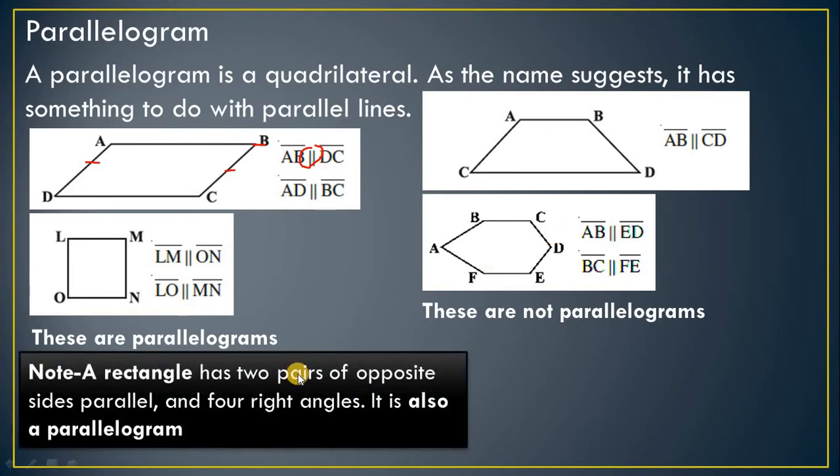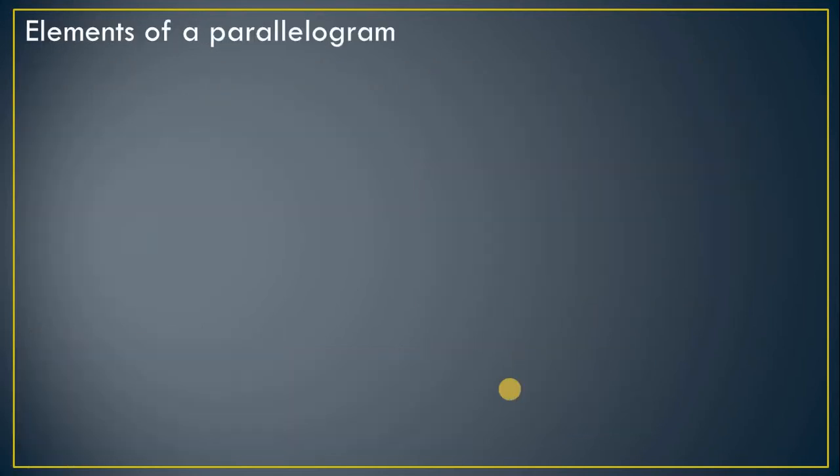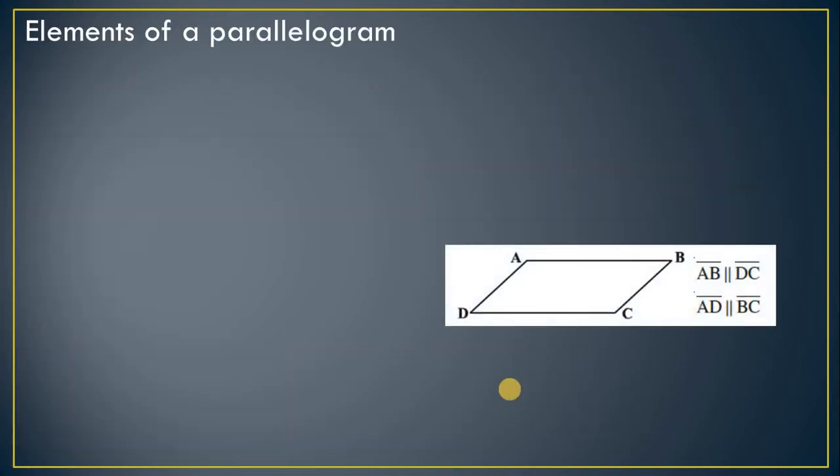Here rectangle has two pair of opposite sides and the four angles, so it is also the parallelogram, because in rectangle this side is parallel with this one, parallel with this one. So you can say this example of square, this example of rectangle, they are also belonging to the parallelogram. Elements of parallelogram is the concept that we will see.